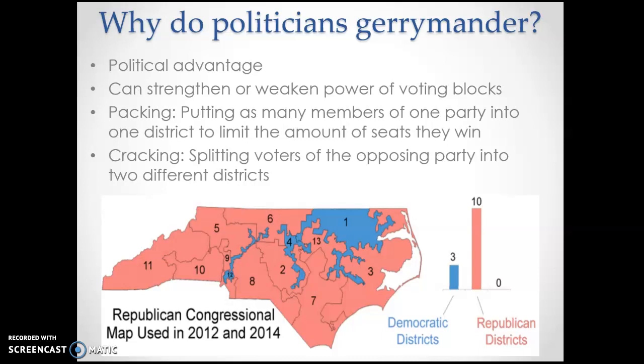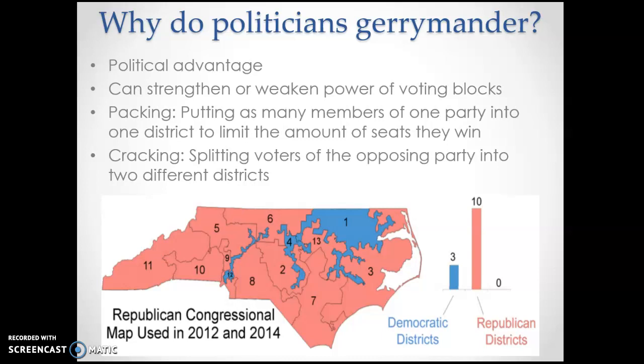Splitting them up and basically diminishing their influence and saying, well, if we split them up into these 13 districts, then they're never more than 10% of the district's population. And therefore, they won't really tip anything. And then we can just control all of them.